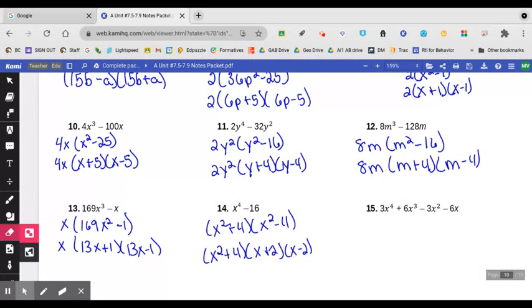14, x to the fourth is x squared squared, so that's a perfect square, so that's x squared plus 4 times x squared minus 4. X squared minus 4 is still a difference of two squares, so I factor that again, which gives me x squared plus 4 times x plus 2 times x minus 2.